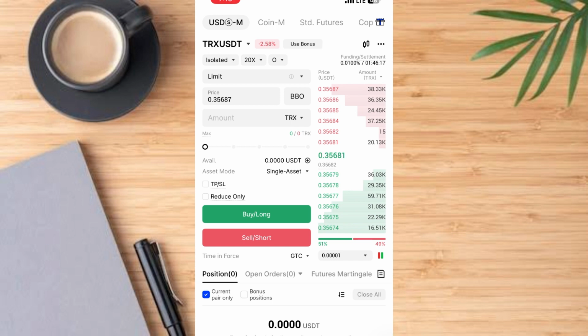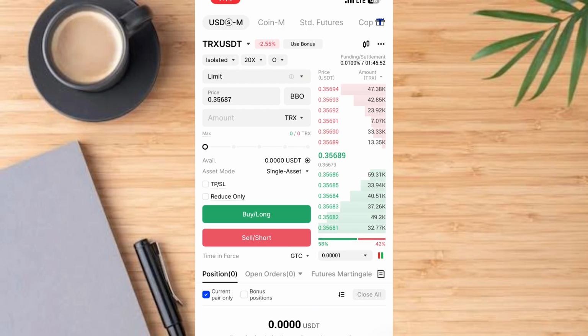Now that I've done that, at the front of that token, you see minus 2.57%. This tells that the price of TRX has fallen by 2.57% in the last 24 hours. That is what you have to take a look at there. Now, after that, you see bonus. Then after bonus, you see these two candlesticks.